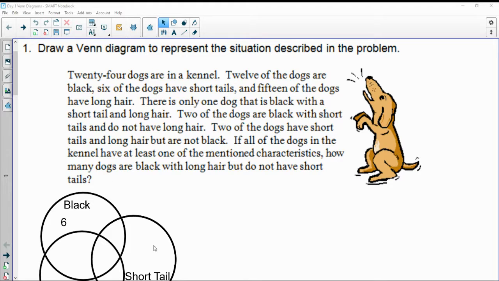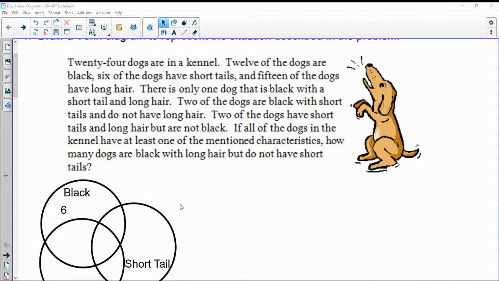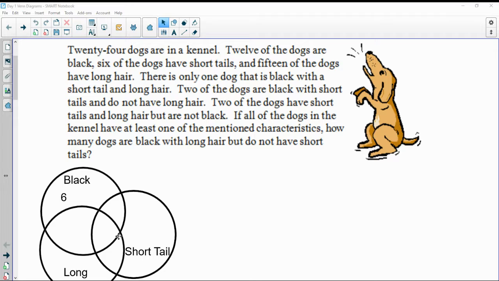Okay, so a Venn diagram is kind of like this. Usually it's 3 circles. It could be more, but a little more is going to be very overwhelming. So usually you have 2 or 3 circles like this that are overlapping. Right here in this problem, they're talking about different kinds of dogs in a kennel. We're talking about black dogs, short-tailed dogs, and long-haired dogs. So those are 3 different kinds. I put black, short-tailed, and long-haired, sorry, long hair. And so those are our 3 different circles.